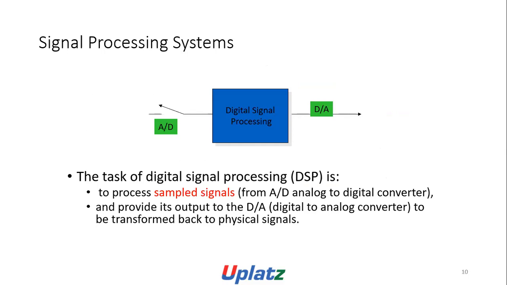Signal processing system: A2D, DSP, D2A. The task of digital signal processing, DSP, is to process sampled signals from the analog to digital converter, A2D, and provide its output to the digital to analog converter, D2A, to be transferred back to physical signals.